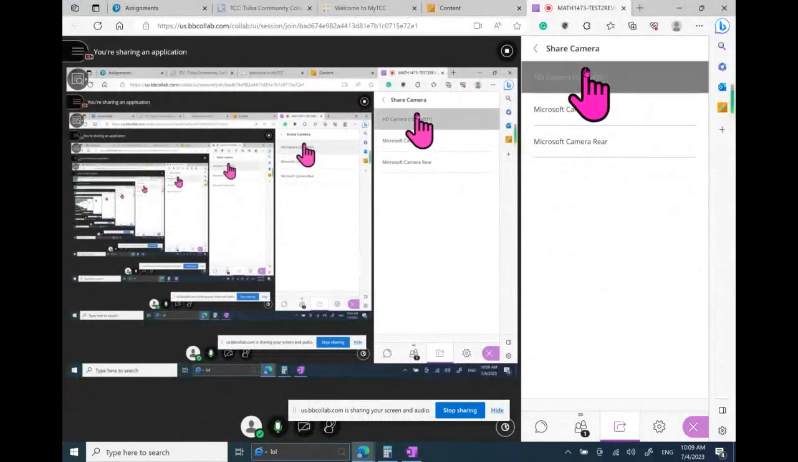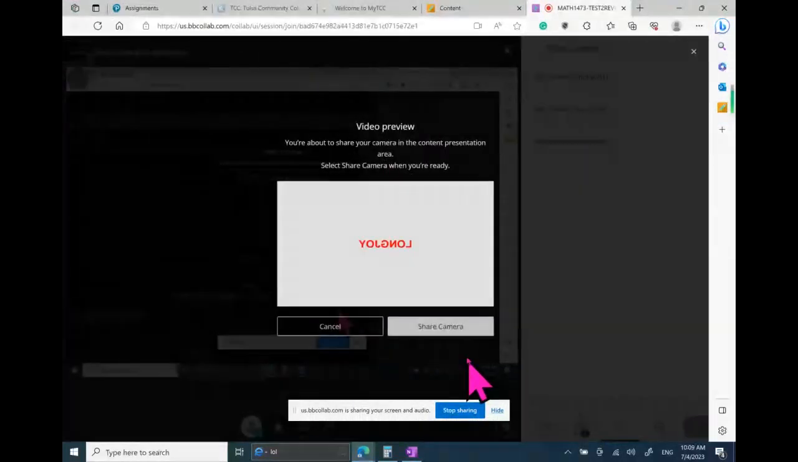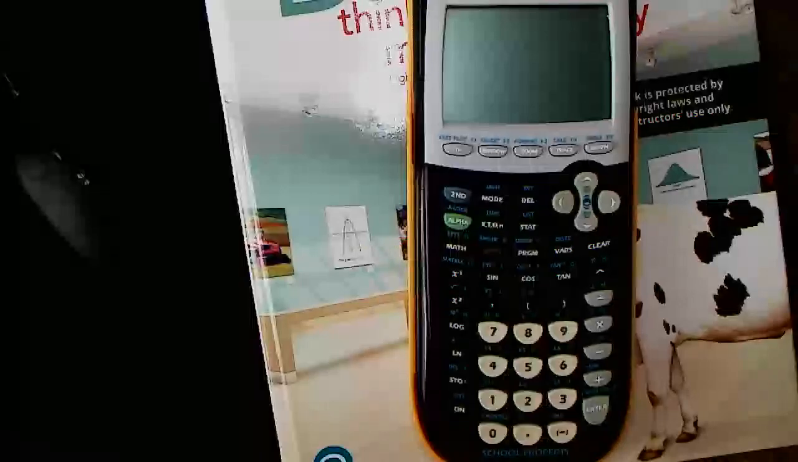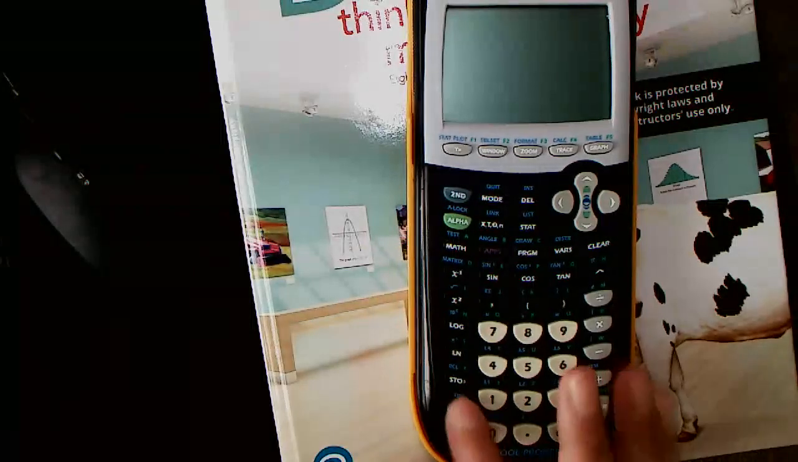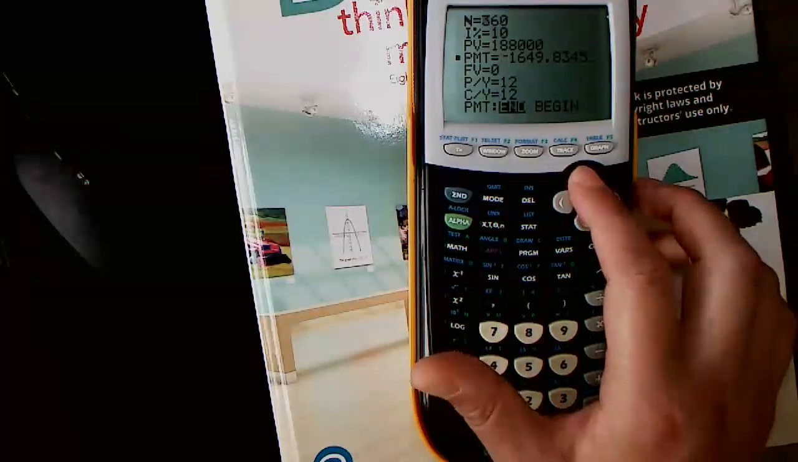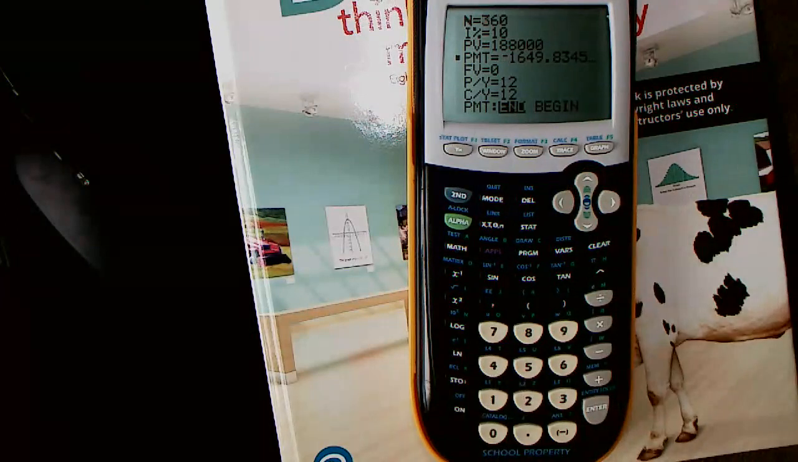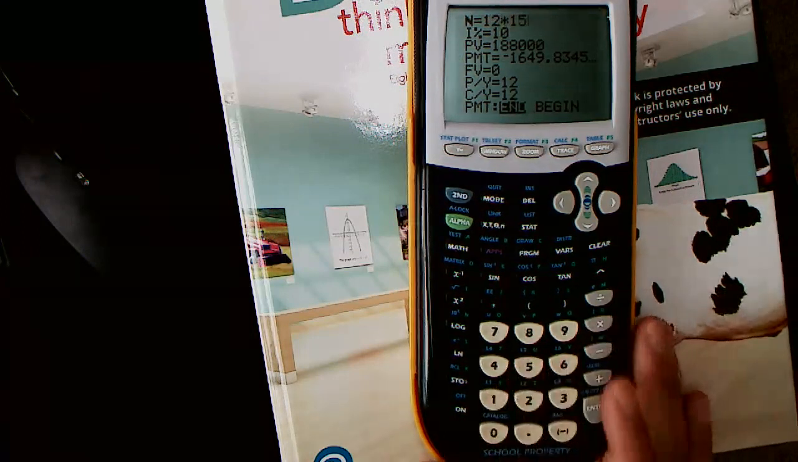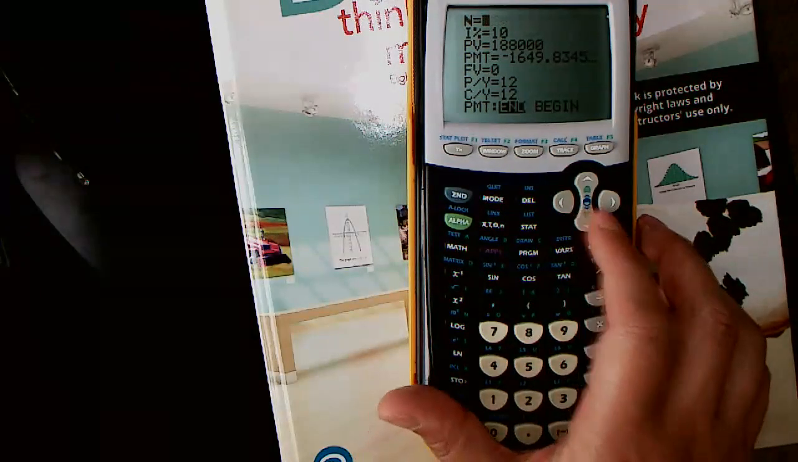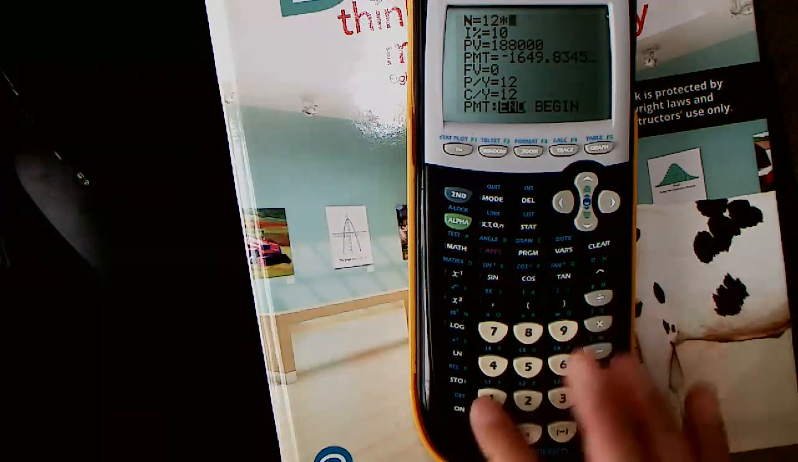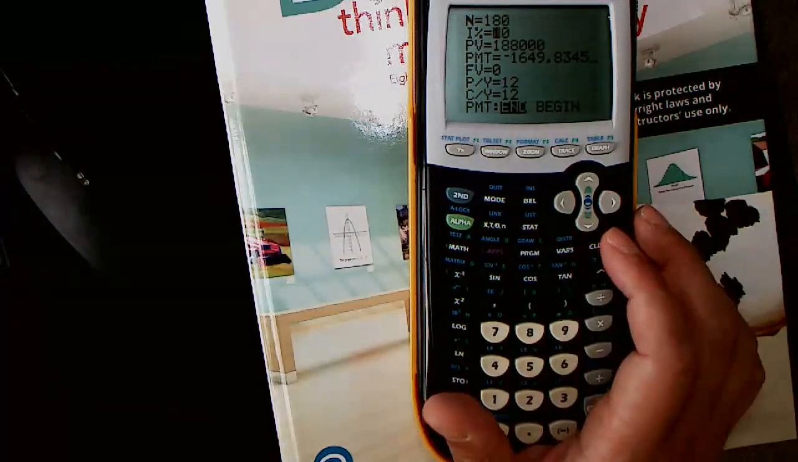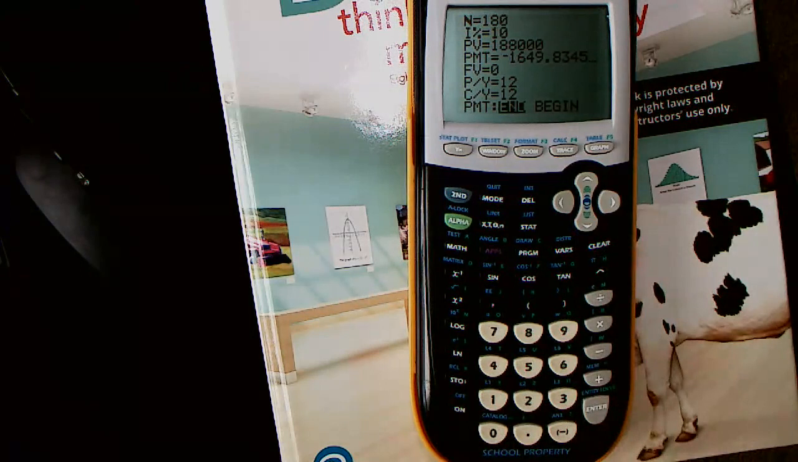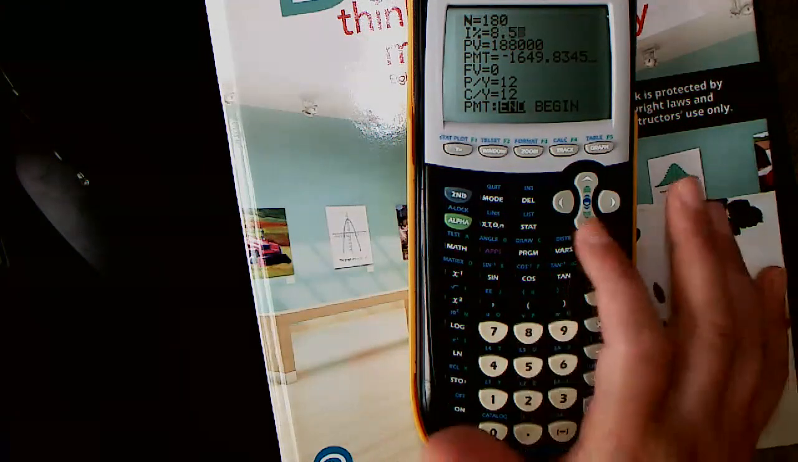Share camera. Turn it on, and let's go. Let's do the first option first, the 15-year. 12 times 15. 180. Interest rate is 8.5.